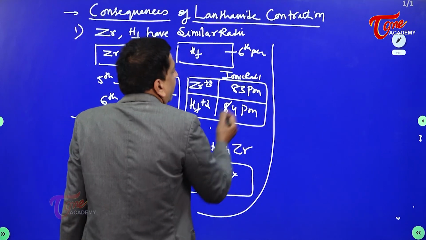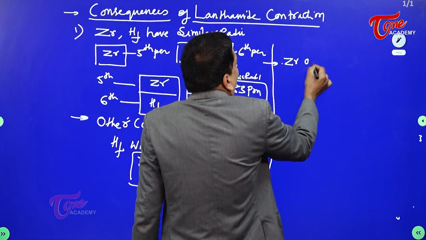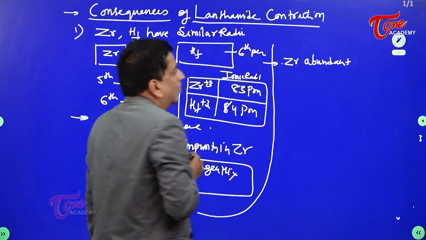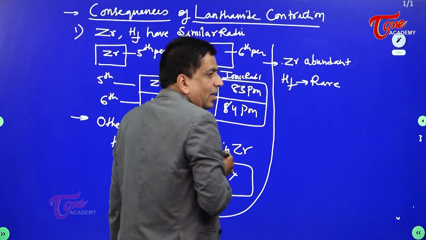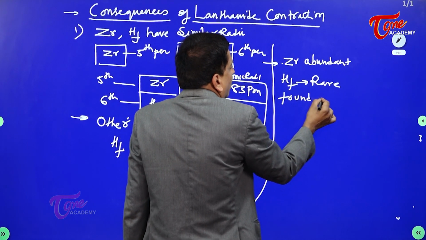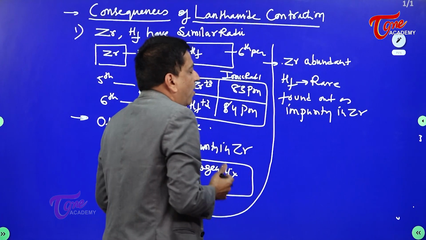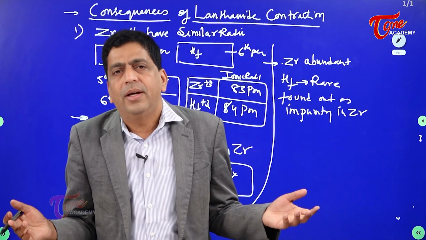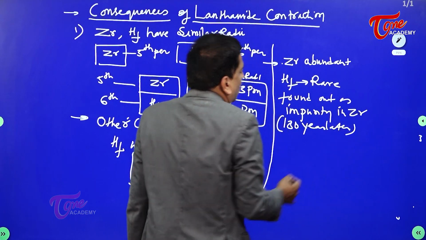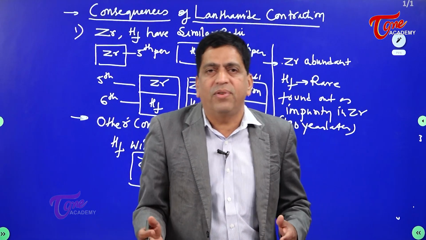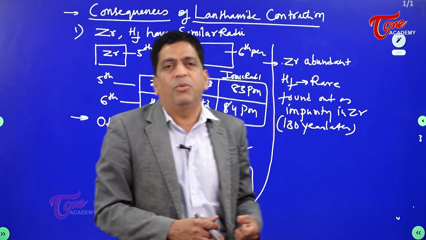And that is the reason why zirconium is very much abundant and hafnium rare. And this is found out as impurity. Hafnium is actually found out as an impurity in zirconium, and it is found around 130 years later. You must understand. So people are mining hafnium outside, but I think it was actually as an impurity in what? Zirconium, you must understand here.